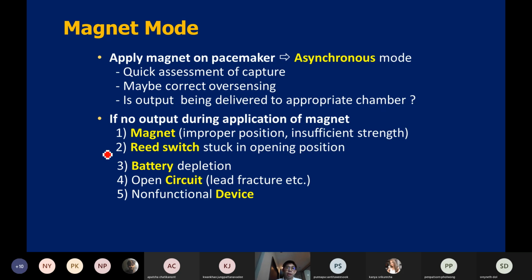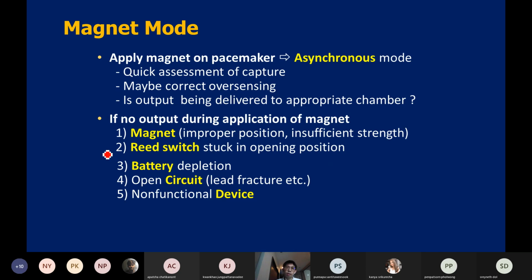What benefit from the magnet mode? The first one is that we can access the quick assessment of capture, because you change to the fixed mode and the pacemaker would only pace, and you can assess the capture from there. The second one is you may correct the oversense. By applying the magnet, it should switch off every sensing function, and this could correct the oversense because the pacemaker would not care about the sensing and it would only pace.